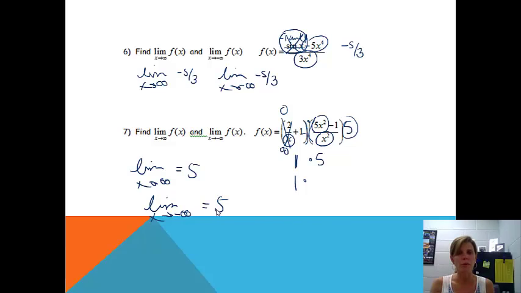So hopefully now you are familiar with finding horizontal asymptotes without your calculator.